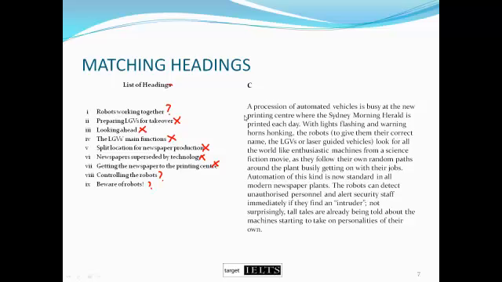I'm still not sure, so in this case we'll have to fall back and read the entire paragraph. Really quickly, it says the procession of vehicles is busy at the Sydney Morning Herald Sun. Lights are flashing, warning horns honking. Robots look for all the world like enthusiastic machines from a science fiction movie. Automation of this kind is now standard in all modern newspaper plants. Robots can detect unauthorized personnel and alert security staff immediately if they find an intruder. Not surprisingly, tall tales are already being told about the machines starting to take on personalities of their own.